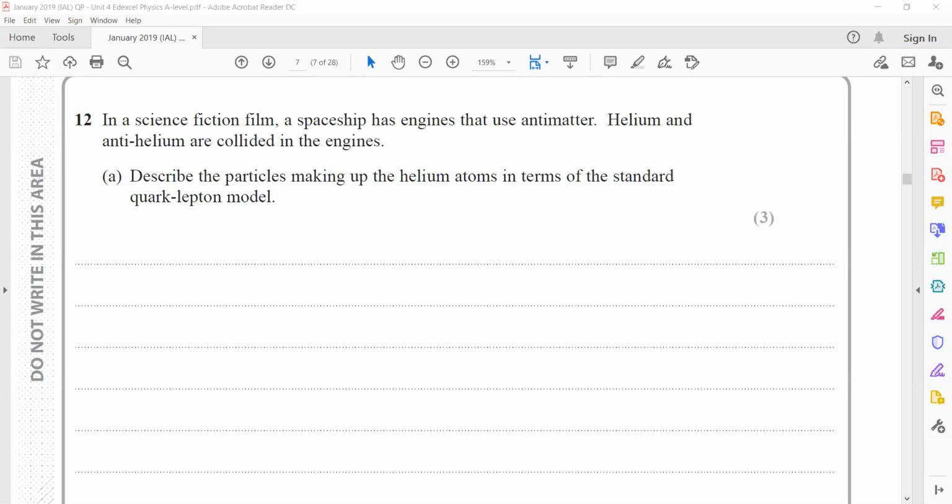So we will just identify the particles. The electron is a lepton, then the proton is a baryon, and the neutron is also a baryon. And what is a baryon? A baryon consists of 3 quarks. A proton and neutron are made up of 3 quarks.